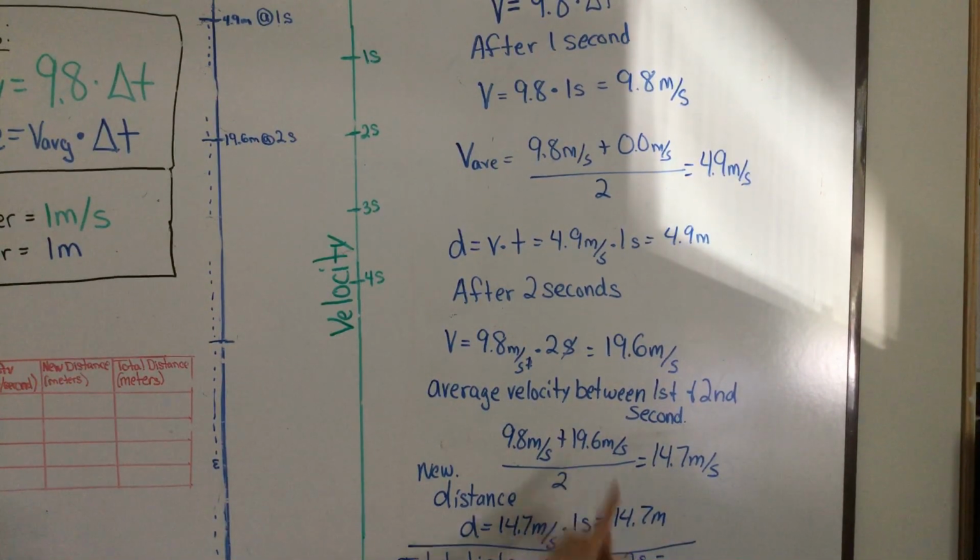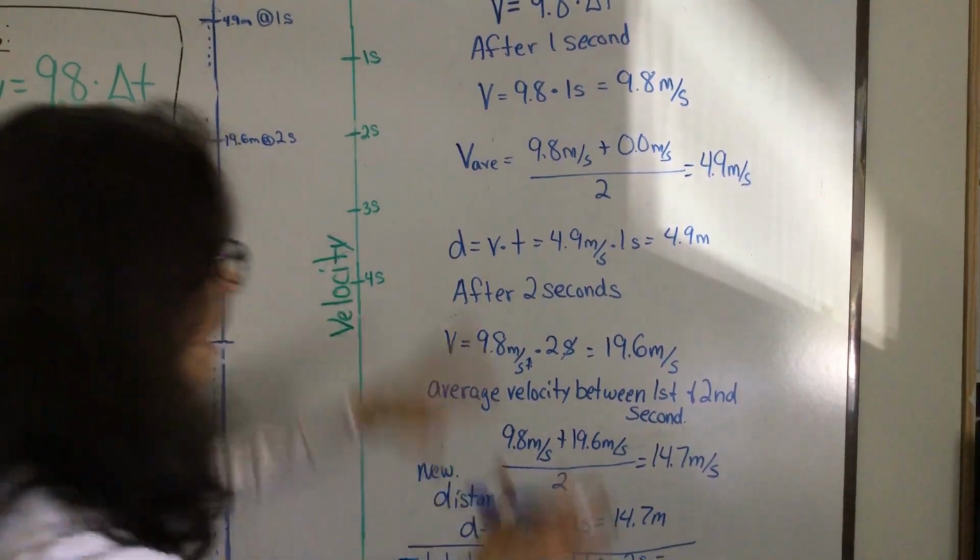Okay, well, we're going to add them together. We're going to say 4.9 meters after 1 second plus 14.7, 3 times that first distance, right? All right, so we're going to add those together, and we're going to get 19.6 meters. All right, so that's all the math.